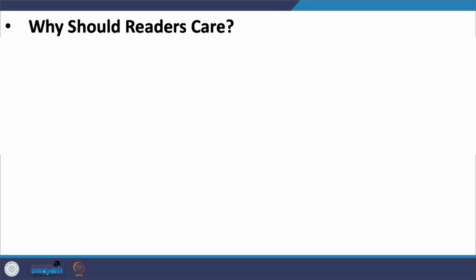Why should readers care? Because in this process, readers are very important. Narrative is like second nature for us. We barely even notice that it is there most of the time. It's not until we read a book or watch a movie that deliberately messes with narrative, think of something like Pulp Fiction, that we sit up and take notice.